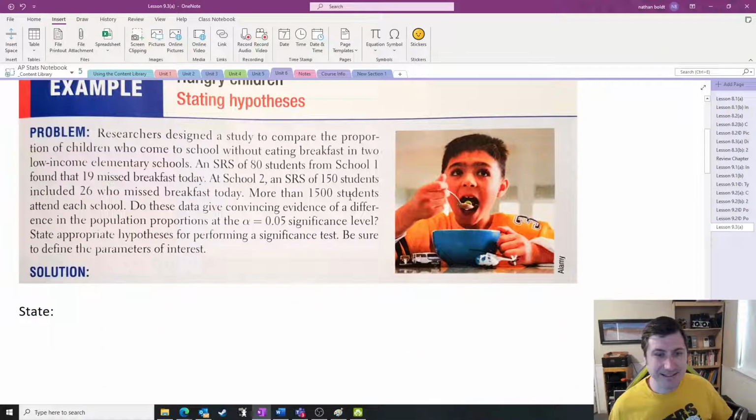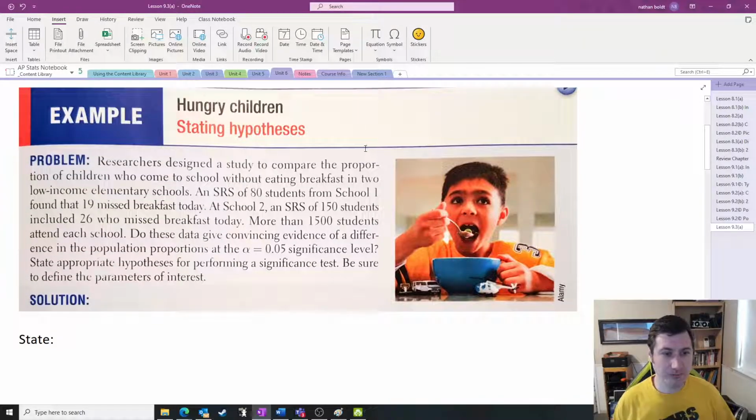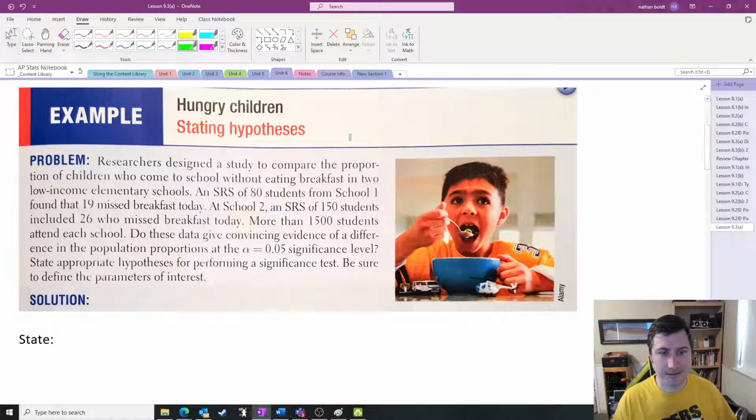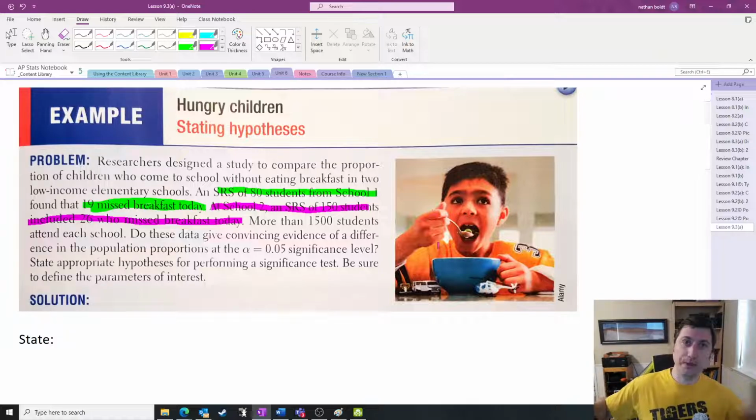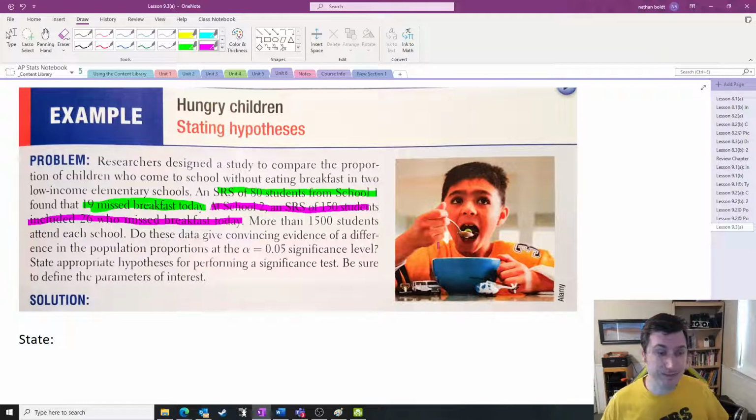Researchers designed a study to compare the proportion of children who come to school without eating breakfast in two low-income elementary schools. An SRS of 80 students from School 1, I'm going to highlight that right there, found that 19 missed breakfast today. At School 2, an SRS of 150 included 26 who missed breakfast today. There we have it. We have two populations, School 1, School 2. We have two samples, one sample from each.